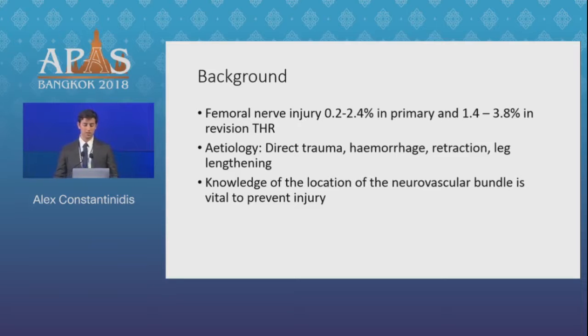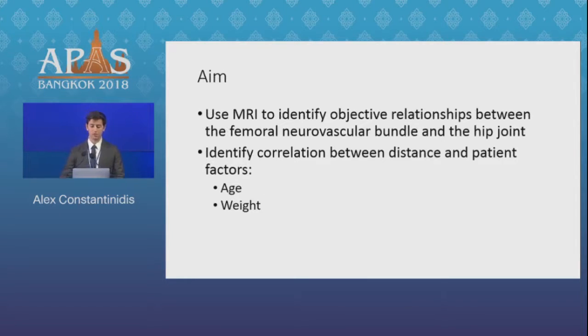Prevention of injury to these structures requires a sound knowledge of the anatomy of the native hip joint, and it requires constant vigilance intraoperatively to reduce the risk of this iatrogenic injury. So our aim was to use MRI to identify objective relationships between the femoral neurovascular bundle and the hip joint, and we also sought to identify correlations between distances and certain patient factors.